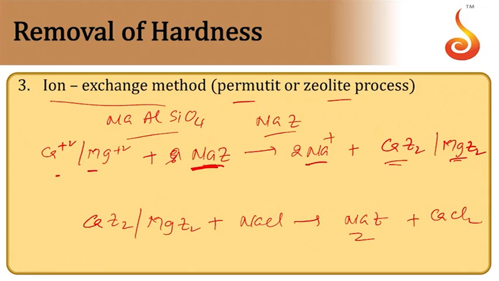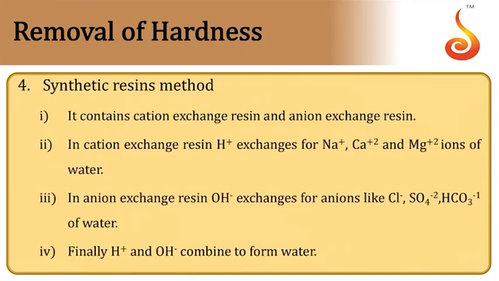This is regarding the ion exchange method. When it comes to the synthetic resin method, synthetic resin contains cation exchange resin as well as anion exchange resin. Resins are organic polymers having acidic and basic groups. So two are there, cation exchange resin as well as anion exchange resin. In cation exchange resin, H+ exchanges for Na+, Ca2+ or Mg2+. So all cations are exchanged for H+ ions. In the place of all cations, you are going to get H+ ions, when you are passing water through cation exchange resin.